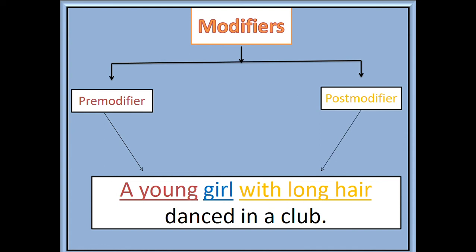been used after noun. So a clause, a word or a phrase which is used before noun is called pre-modifier, and the word or clause or phrase which is used after noun is called post-modifier. So here, a young girl with long hair danced in a club. Here, a young is pre-modifier and with long hair is post-modifier, and girl is noun. And this is also head word.